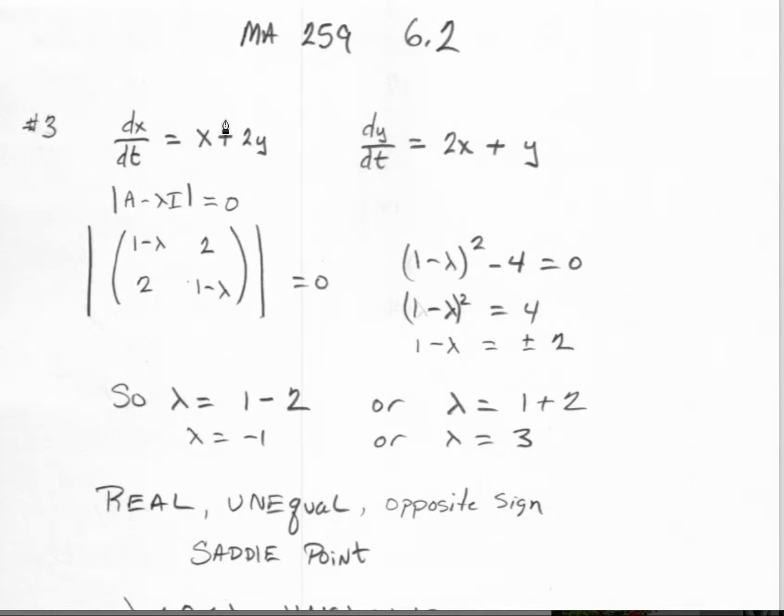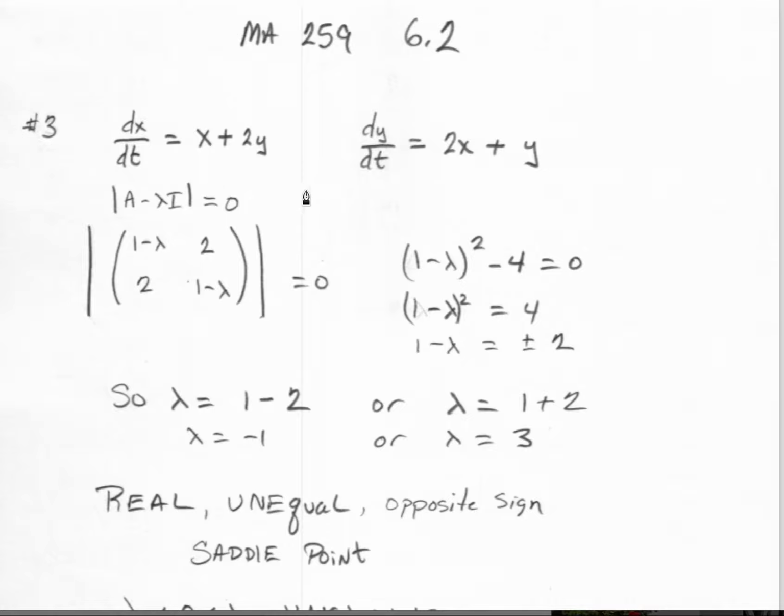Okay, so this is section 6.2 from MA 259, and question number 3. Our directions tell us to discuss what's happening at the critical point (0, 0) using theorem 1. And theorem 1 is just the chart that we've already talked about in the past. So let's walk through this problem.